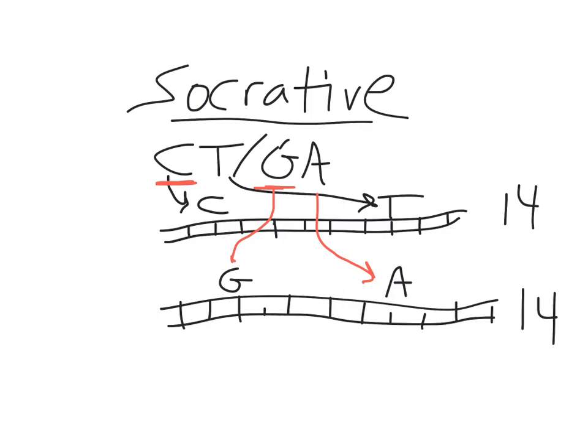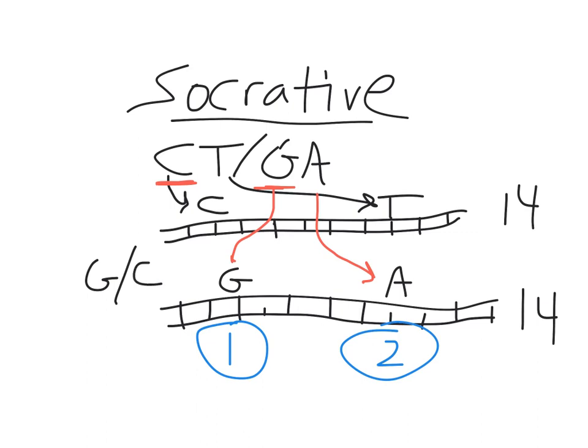In other words, if I hadn't drawn the CT/GA and I asked you what's the genotype, let me number these. Let's say we're looking at position 1 and position 2. What's the genotype at position 1? We just write a genotype. What are the two alleles at gene 1? There's a C and there's a G. And there's a slash because we've got two different pieces of DNA. So that's the genotype at gene 1, G/C. And the genotype at 2 is T/A. So those are two genotypes.